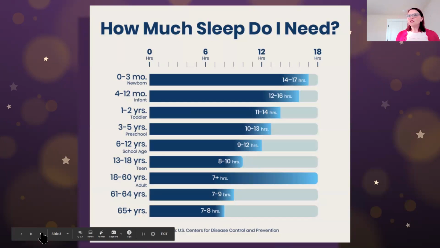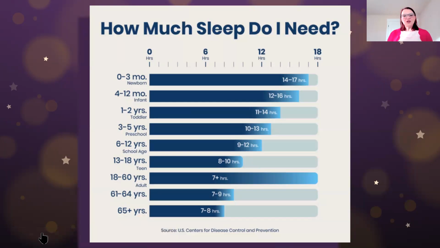So how much sleep do we need? And you can find lots of different information on that. We know babies need a lot of sleep, 14 to 17 hours, all the way to 7 to 8 hours. And so really what's important about sleep is to recognize how much sleep you personally need. Some of us are going to function really well on 5 to 6 hours of sleep. Some of us are really going to need 9 to 10 hours of sleep.